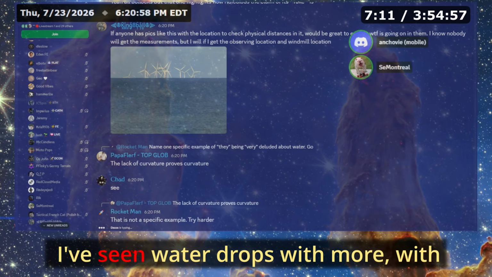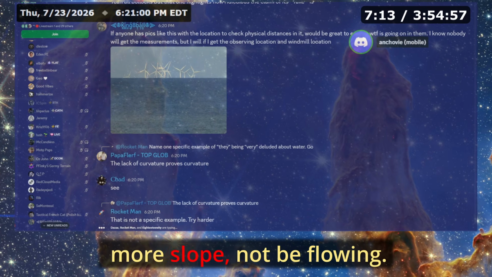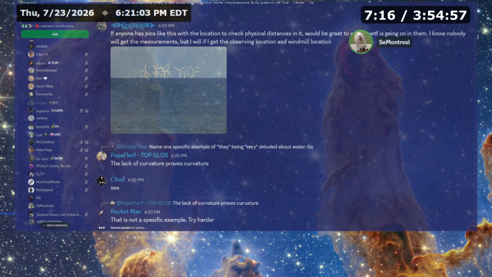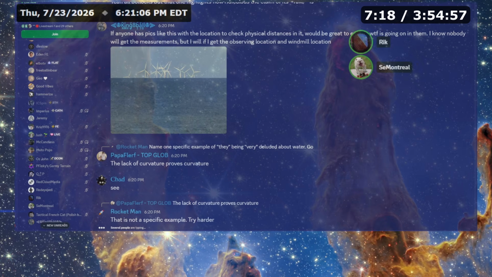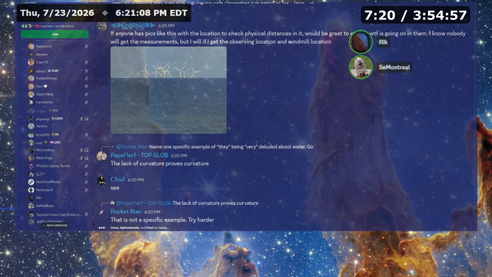Oh, really? I've seen water drops with more slope not be flowing. How about an inch of slope? Would there be water flow at an inch of slope? There's not an inch of slope. What if fish lives in trees? There's not an inch of slope.